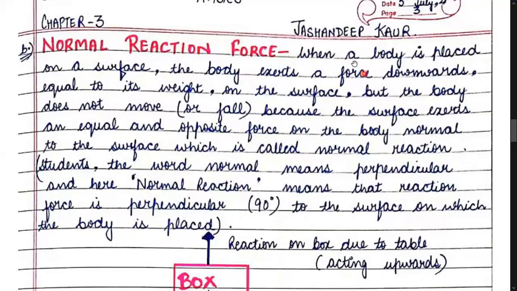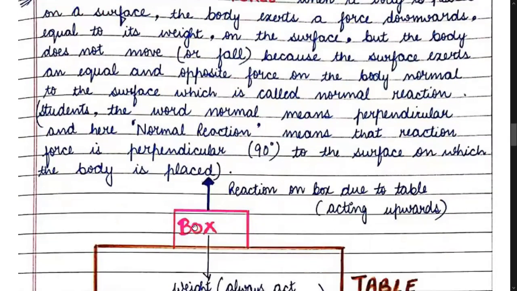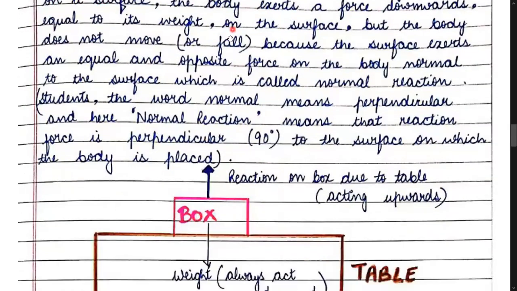So children, when a body is placed on a surface, the body exerts a force downward. Suppose this is the body, the box is the body, it is exerting a force downward, and that force is equal to its weight. But is this box going down? Is it moving downward? No, the answer is no. Why? Because the surface exerts an equal force in an opposite direction.